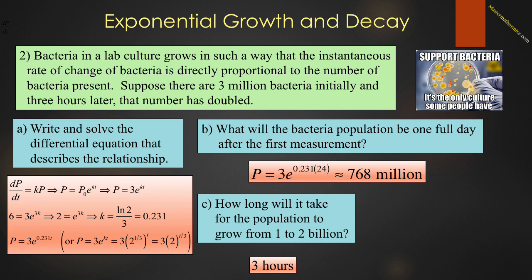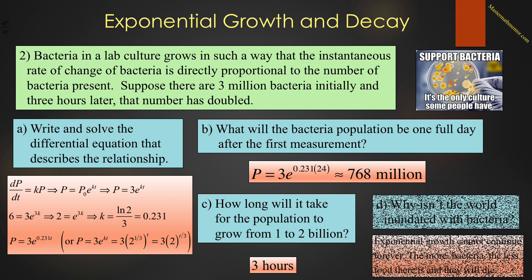Part C asks, how long will it take for the population to grow from 1 to 2 billion? This is easy. The answer is 3 hours. Because it is doubling, and it takes 3 hours to double. It doesn't matter from what number to what number, as long as those two numbers are a double of each other, then it will always take 3 hours.